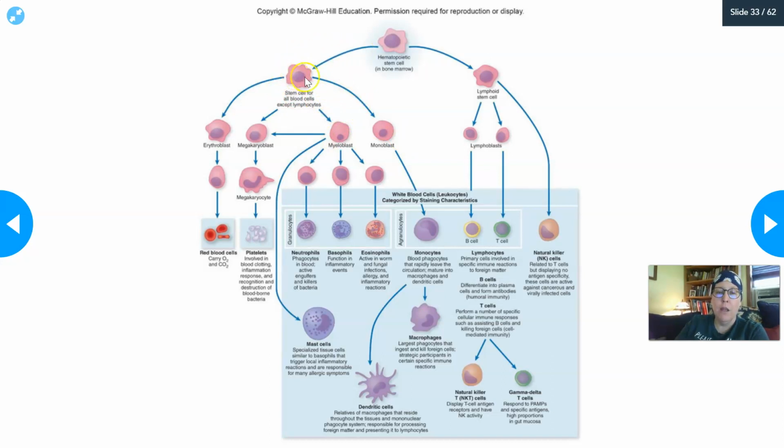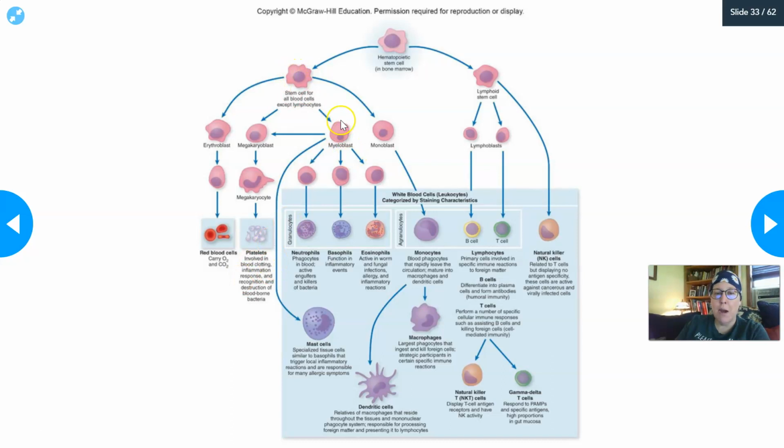So you have a stem cell that comes off of your hematopoietic stem cell. And that stem cell, depending on the signals that the body sends to the bone marrow, can either develop into an erythroblast and make red cells. They can develop into a megakaryoblast and make a megakaryocyte, which makes platelets.